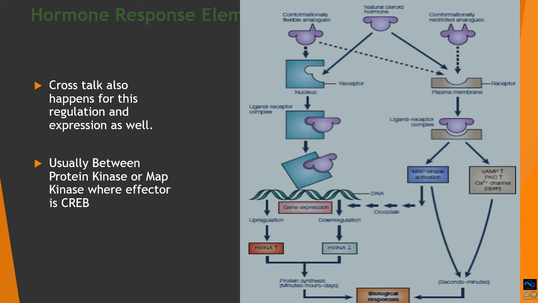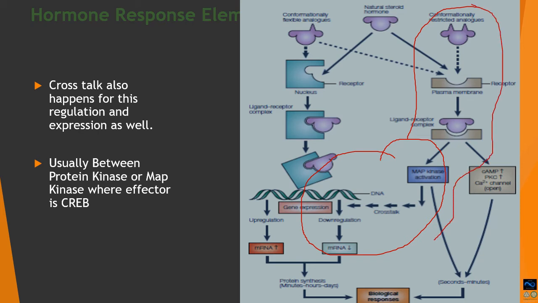As you can see on the right hand side of the picture, there is a crosstalk between other signalings as well. So the crosstalk is actually the convergence, which I have also covered in the previous lectures. You can see this particularly in cAMP signaling.